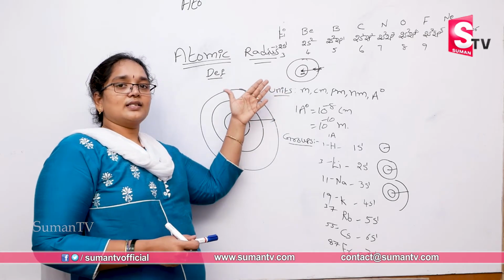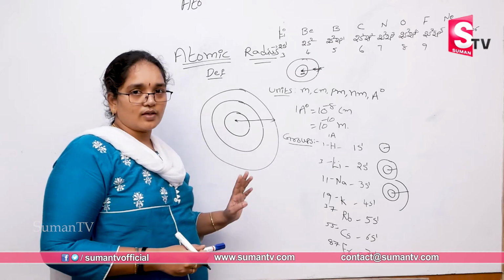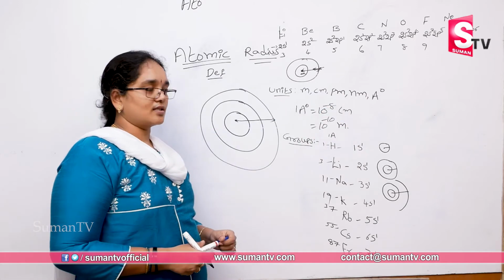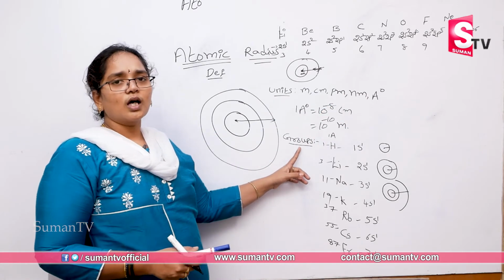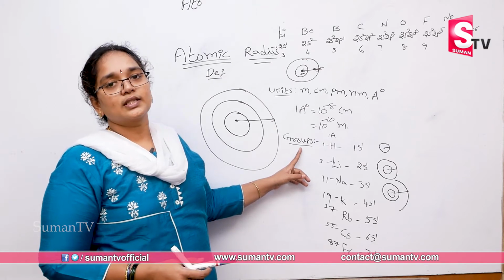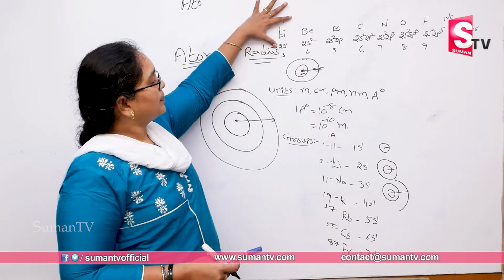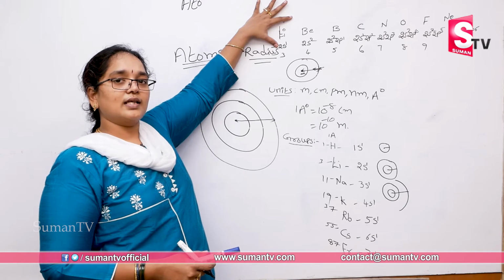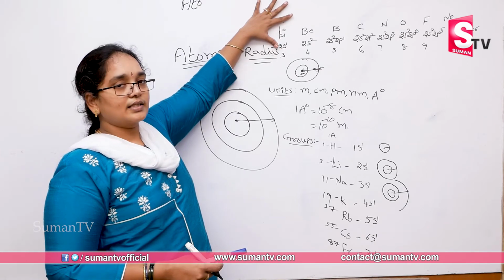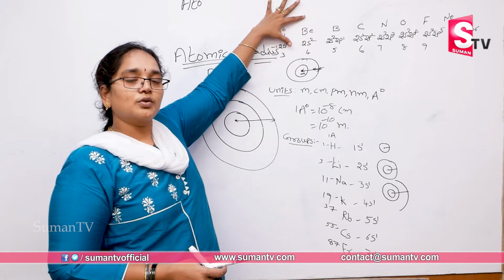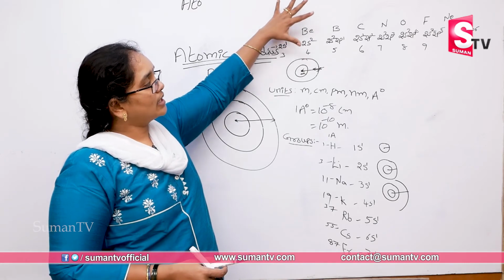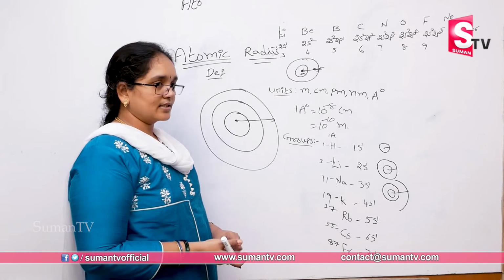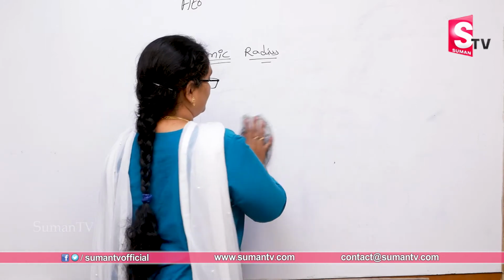Atomic radius is defined as the distance between the nucleus and the outermost shell where electrons are present. Its units are meter, centimeter, picometer, nanometer and angstrom. In a group, from top to bottom, atomic size increases due to the increase in atomic number. In periods, from left to right, atomic radius decreases. Why? All the electrons enter into the same shell, but the nuclear charge increases, so atomic radius decreases.